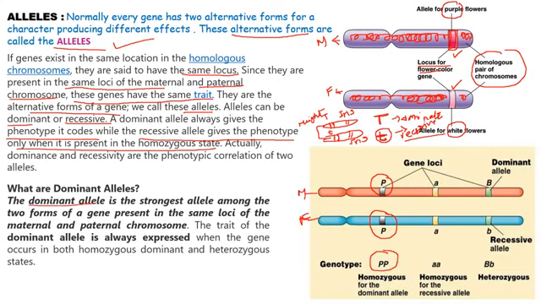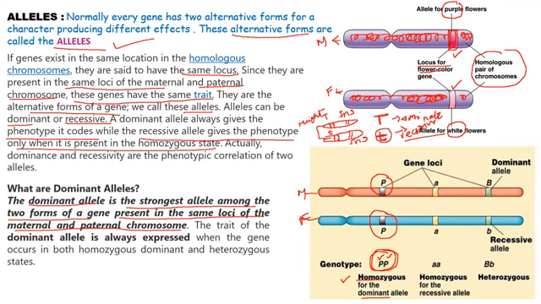A dominant allele is the strongest allele among the two forms of genes present in the same loci of the maternal and paternal chromosome. So capital P is dominant, and this P is also dominant. This is a dominant allele represented by the capital P, present in maternal and paternal. If you get a pair of genes where both genes are capital, we call it a homozygous form of dominant allele. Homo means similar. When you find similar genes present in a genotype, we call it homozygous dominant. Why is it dominant? Because both are capital P.